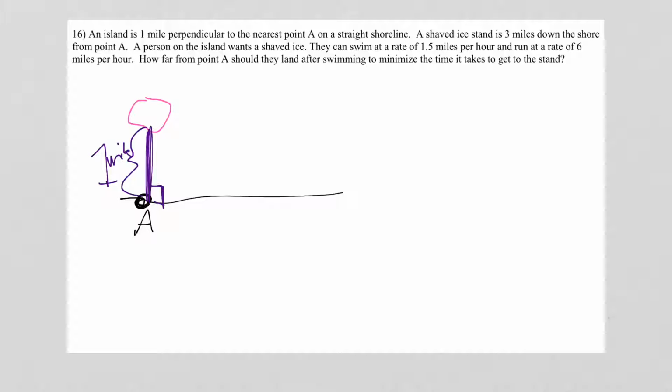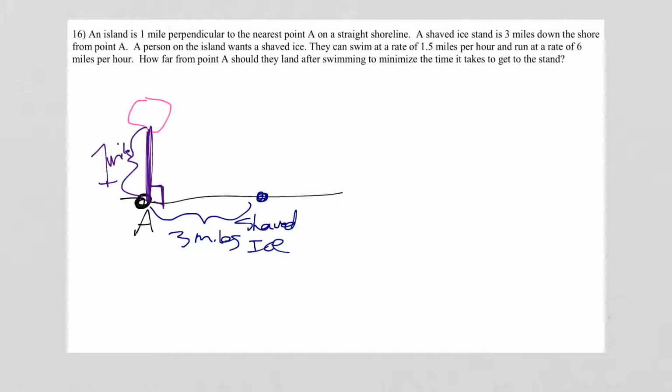Okay. And we know that a shaved ice stand is 3 miles down the shore from point A. So let's say that here is our shaved ice. If you don't know what shaved ice is, shame on you. So what do we say? We know that is 3 miles.